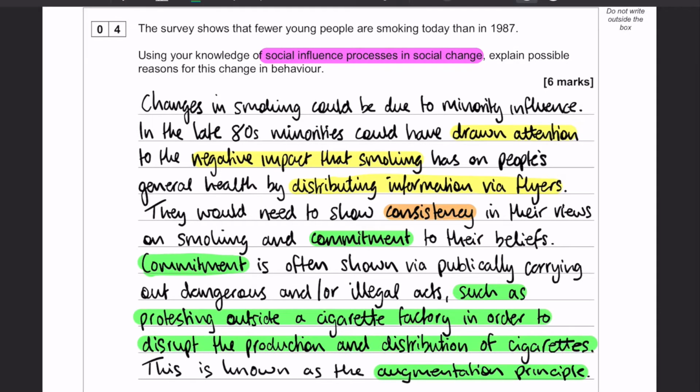Consistency and commitment are my next 2 bits. As you can see, I haven't made as much of a link, or I haven't gone into as much detail for consistency, but I have done it for commitment. I've also linked in the augmentation principle, also with examples.